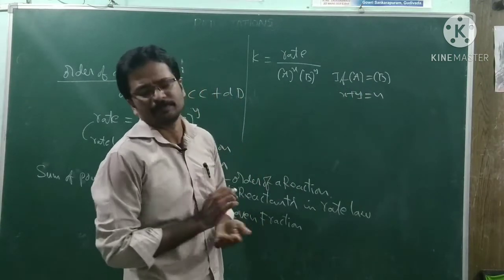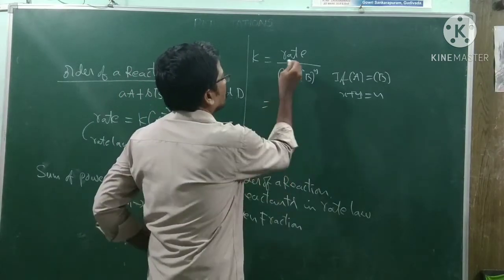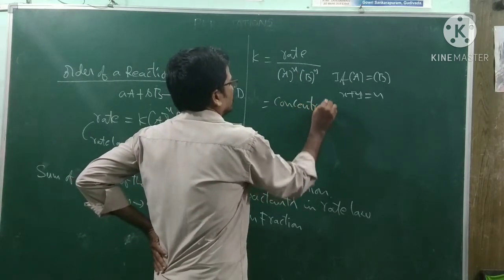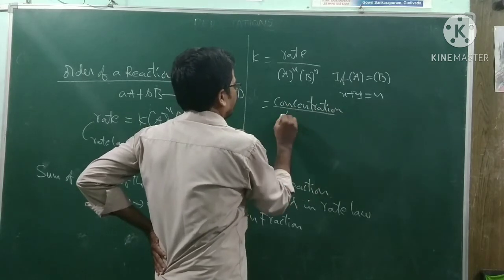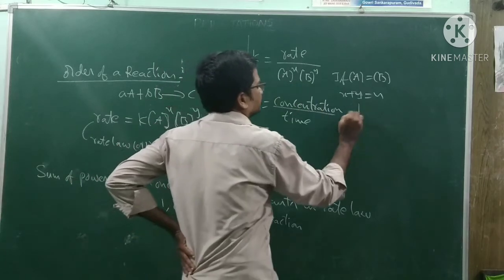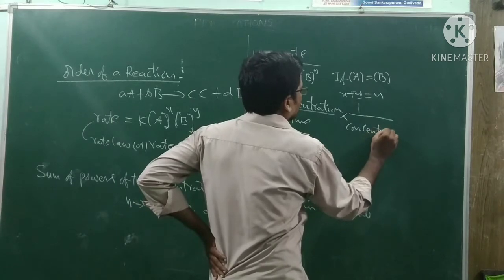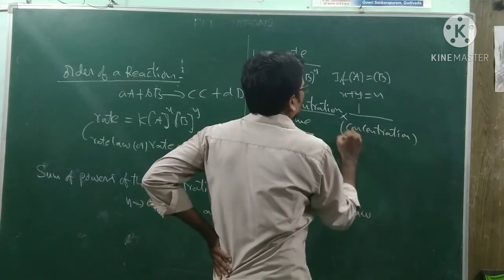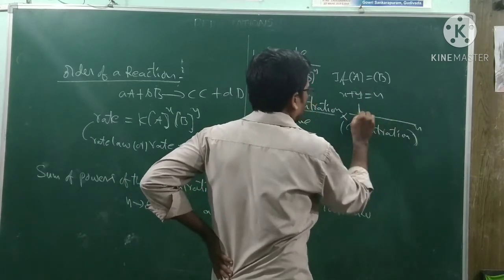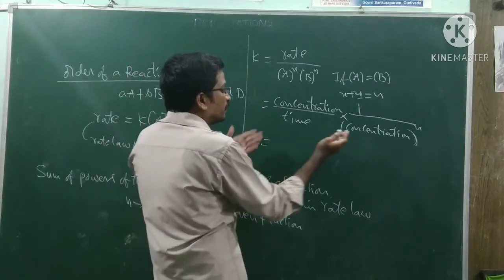We know this from the mathematical view. Rate you may write like this: rate means concentration by time. This one is concentration all to the power of x plus y, which is n. Concentration all to the power of n. You may write this also.